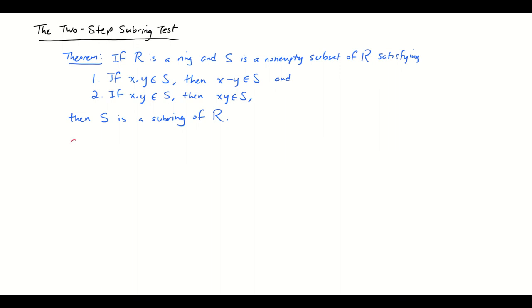We introduced this in a previous video, but I just want to mention again, a subring is a subset of a ring R that is itself a ring. So itself, it satisfies all of the properties of a ring. So that's what a subring is.